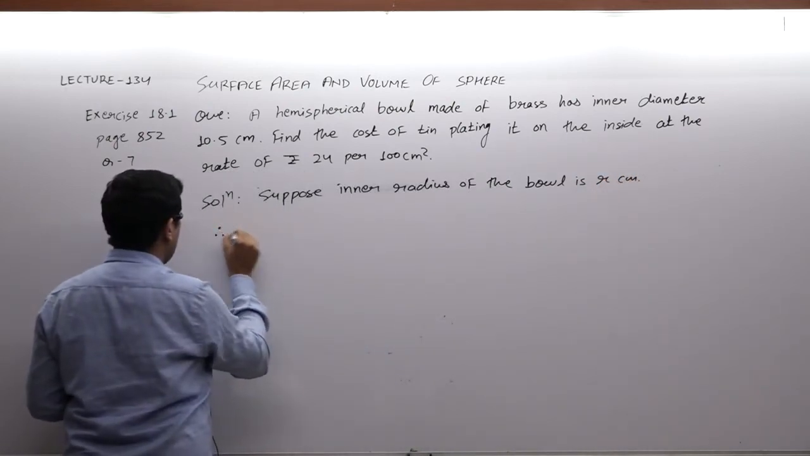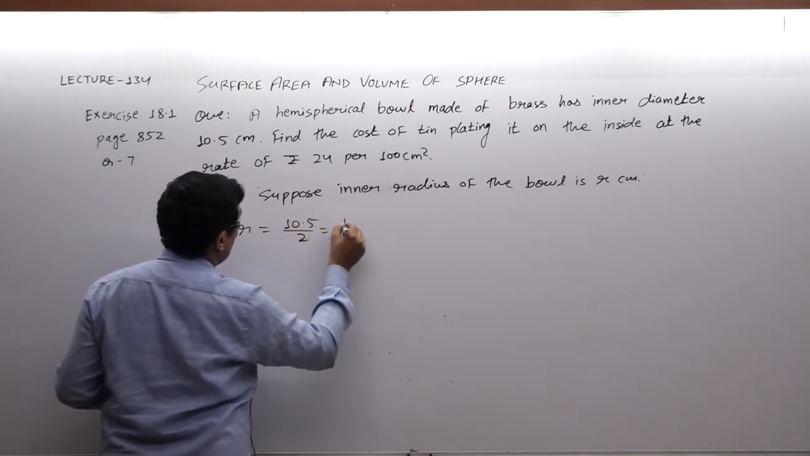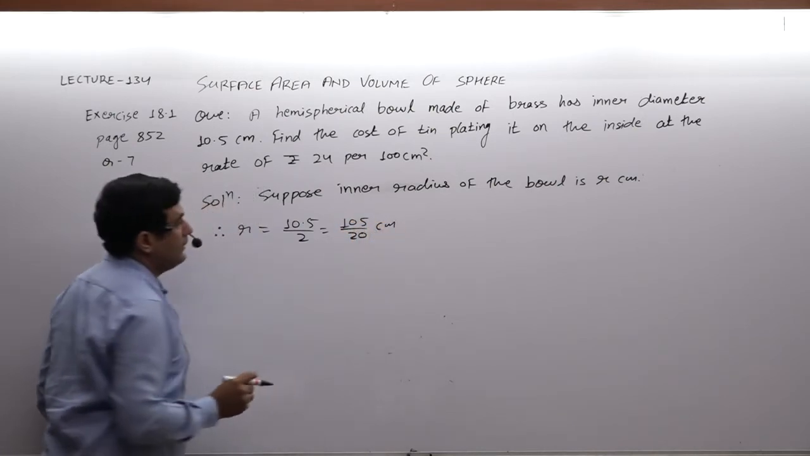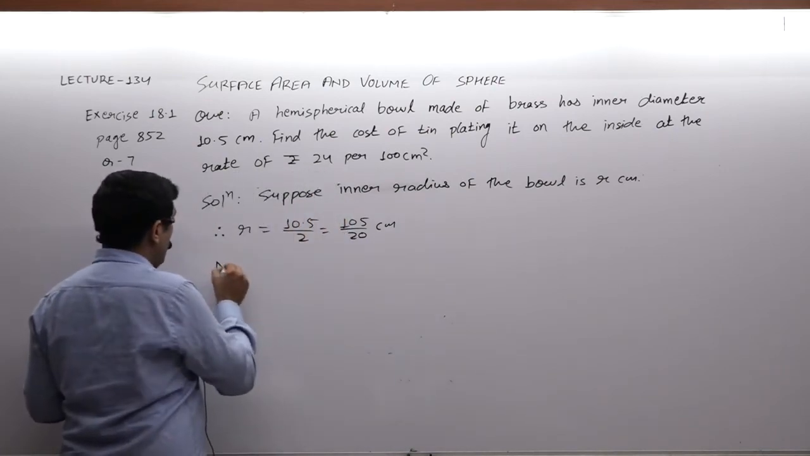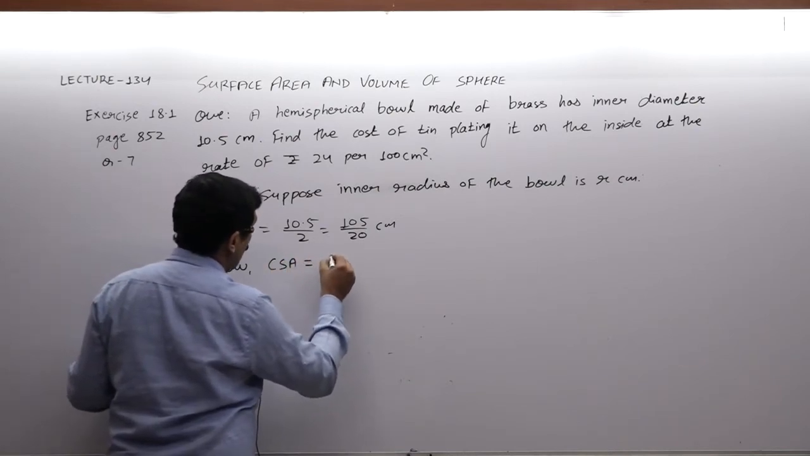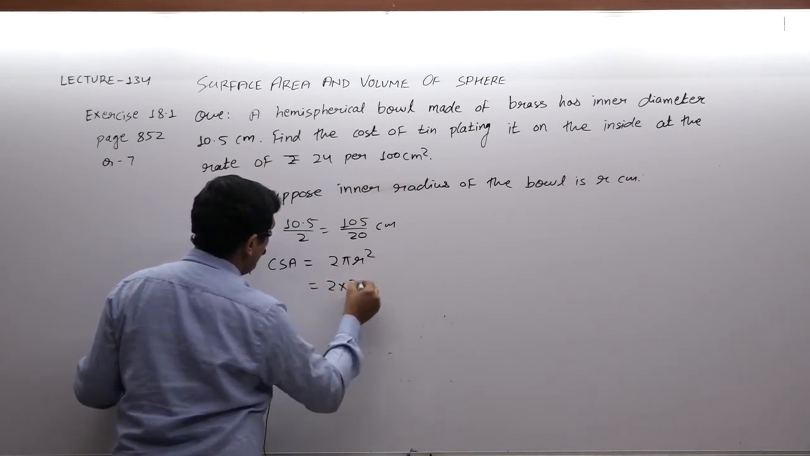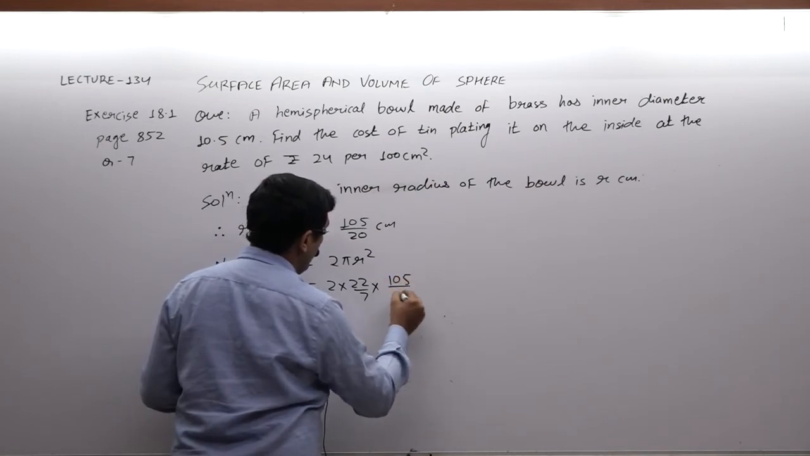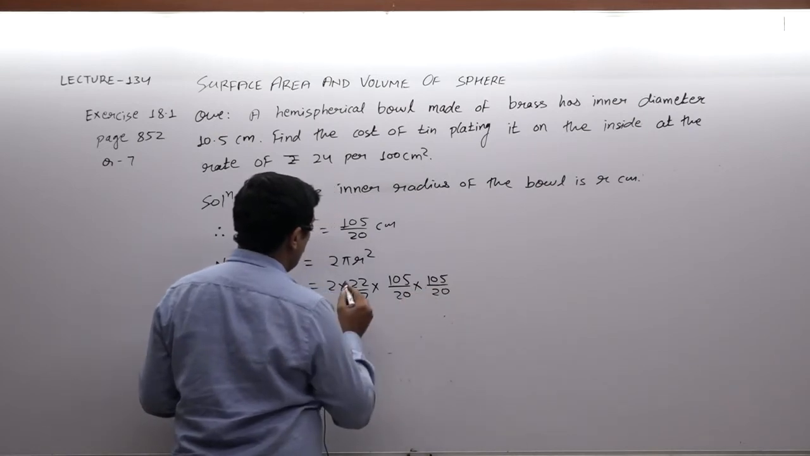Therefore I can say small r is equal to 10.5 by 2, that is 105 upon 20 centimeter. This is the inner radius. Now we will find CSA. Now curved surface area of the bowl is 2 pi r square. 2 into 22 upon 7, r is 105 upon 20 into 105 upon 20.